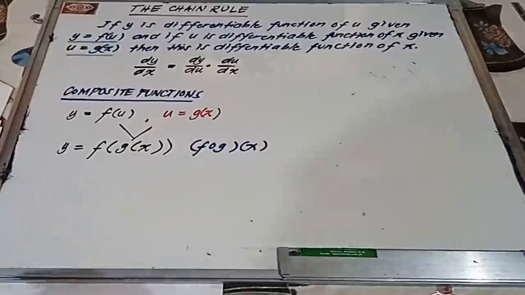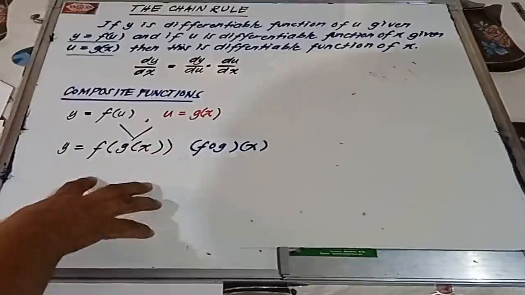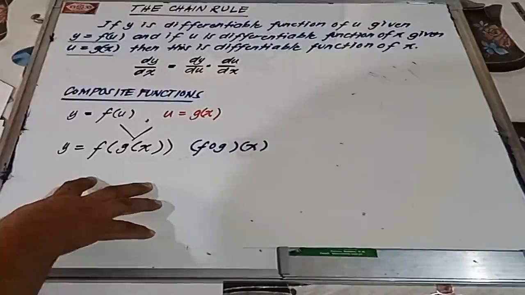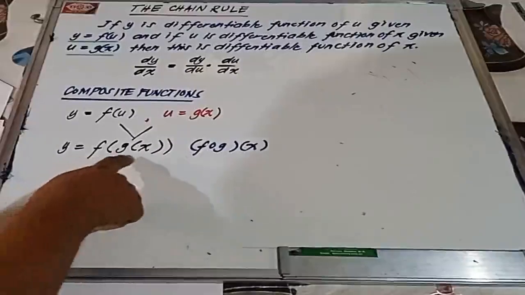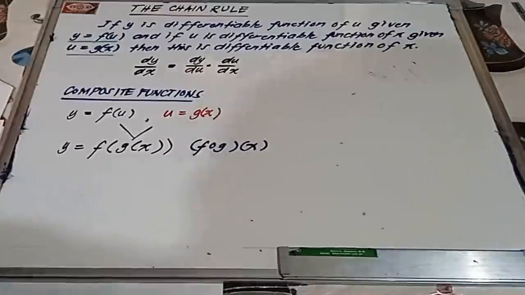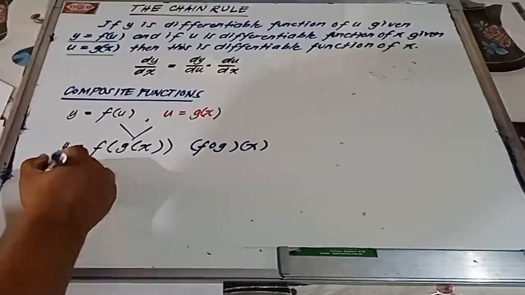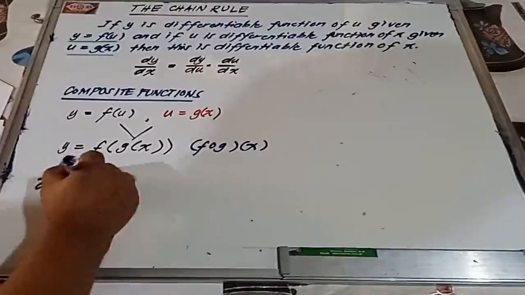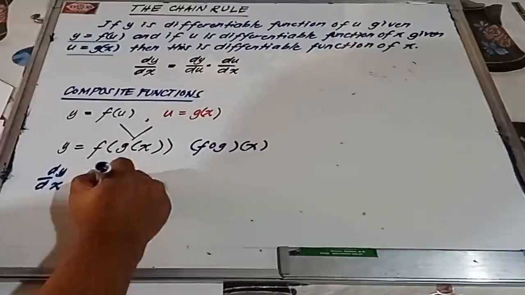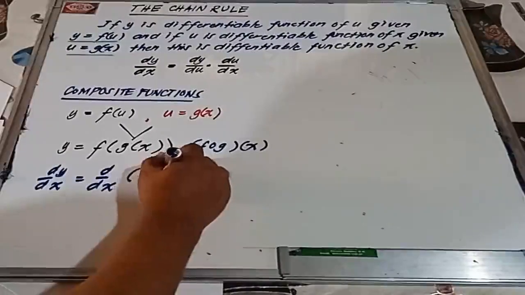But there is another way, ibang approach, on how to determine the derivative of a composite function. Simple lang yon, the derivative of a composite function is equal to the derivative of the outside function, ito yung outside function, times the derivative of the inside function. Okay? So, bali ganito siya. If you want to determine dy over dx here, that is, we get d over dx also of the composite function.